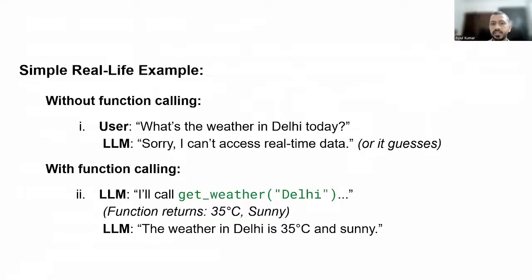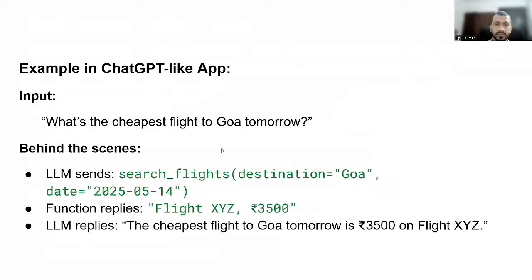This is an example: what is the weather in Delhi today? Sorry, I can't access the real-time data. That's a simple LLM. But an LLM with function calling can access the data, right, and give it back to you. That means if you are using ChatGPT and you ask the same question, and ChatGPT is giving you the answer like this, that means it is not calling a function. You are not using function calling. But if it is giving this answer, that means in the background it is using function calling to call the weather app. All right.